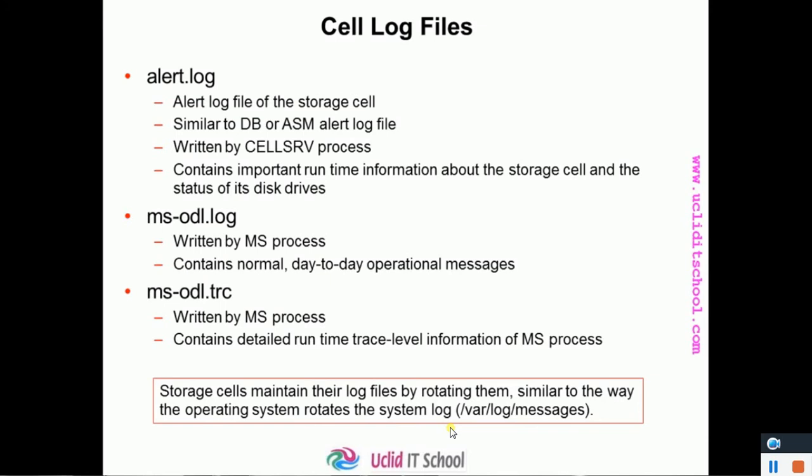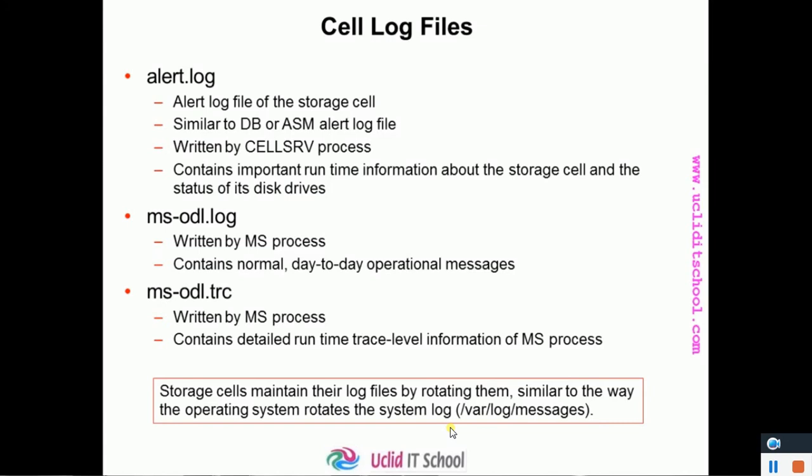Then the next thing is every cell has log files. In fact, these three processes have log files. So in case there is some problem, you need to refer to the log files. So what are those log files? The cell has an alert log file like a database. A database instance has an alert log file. Similarly, every cell has an alert log file. And this alert log file is written by the cellsrv process. It contains important information about the cell and the runtime messages related to the cell.